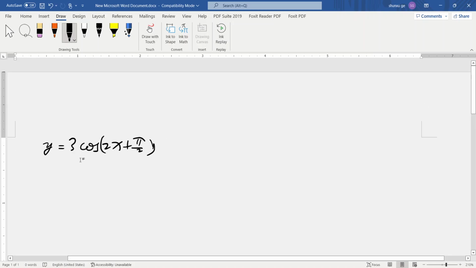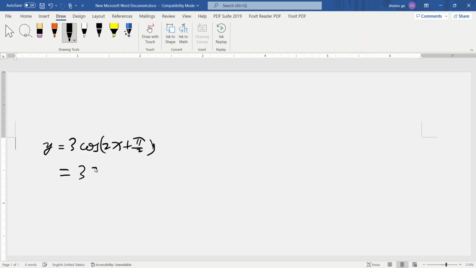Okay, now let's graph this function y equals 3 cosine 2x plus pi over 2. So we rewrite it there: 3 cosine, take a common factor out, 2x, then plus pi over 2, we divide by 2, so it equals pi over 4. So pi over 4, okay.